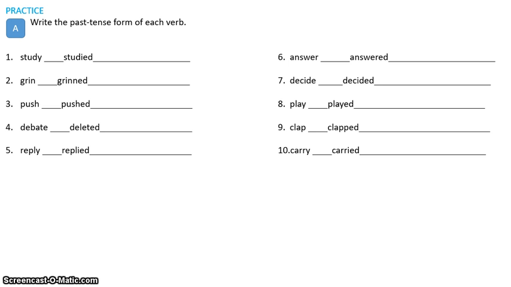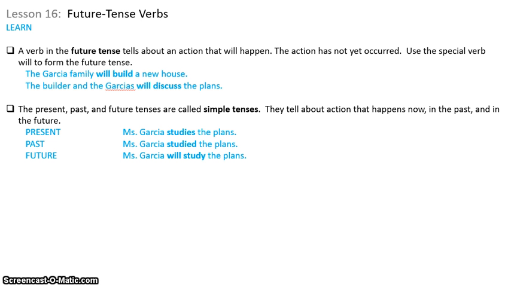Now what I want you to do is go ahead and flip over to page 76, and it should look something like this. Okay, and this is about future tense verbs. We just talked about past. Last week we talked about present, and this week we're going to be talking about future. So it says on page, what did I say, 76?